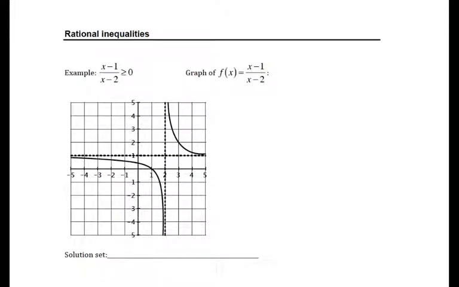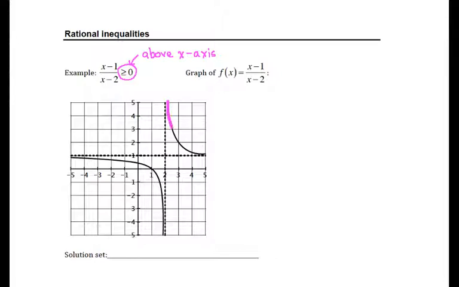Much like polynomial inequalities, the best way to understand rational inequalities is to start by looking at a graph. In this case, we have a graph of the function y equals x minus 1 over x minus 2, and we are interested in looking at where this is greater than or equal to 0, which we will interpret as above y equals 0 or above the x-axis.